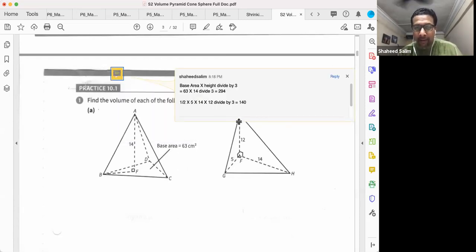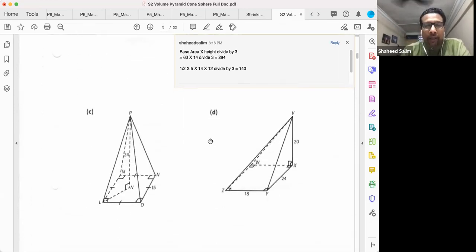Okay, but half times 14 times 5 is the base area, then times 12 divided by 3. Okay, well done. Now we move on. You try the next one, C and D. For volume, we don't go for area, just volume only. Very quickly, let's try. Use your calculator, please.